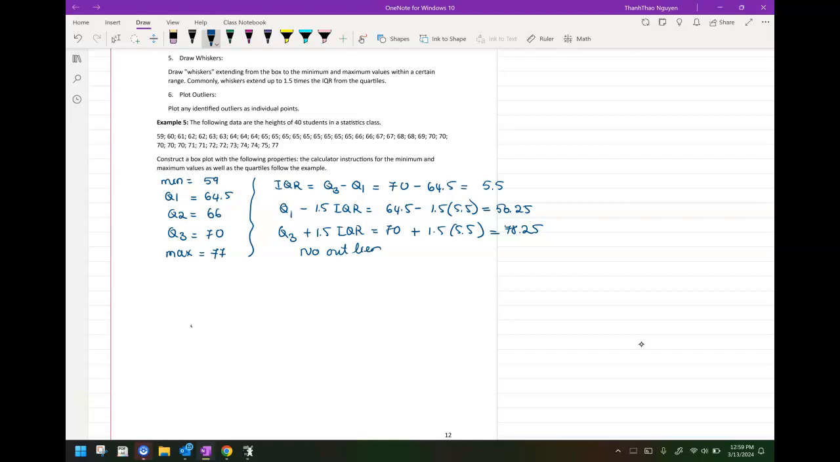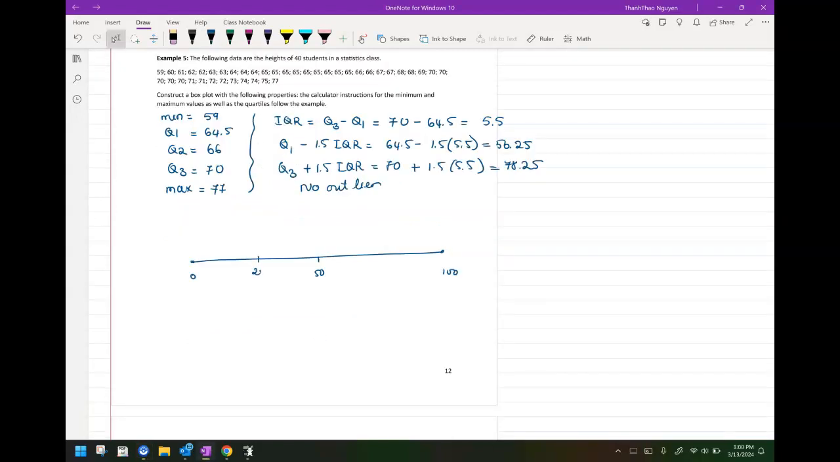So let's go ahead and start with our number line. This is 0, this is 100, 50, 25, 75. So the minimum is 59. Quartile 1 is 64.5.